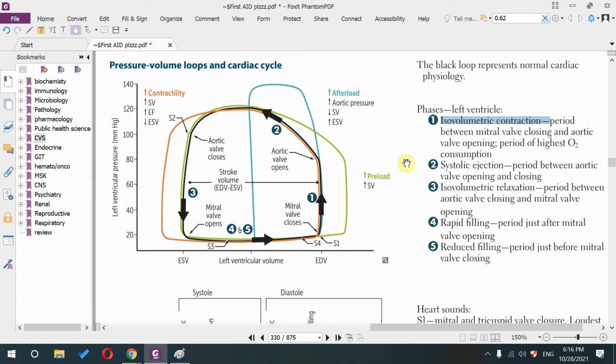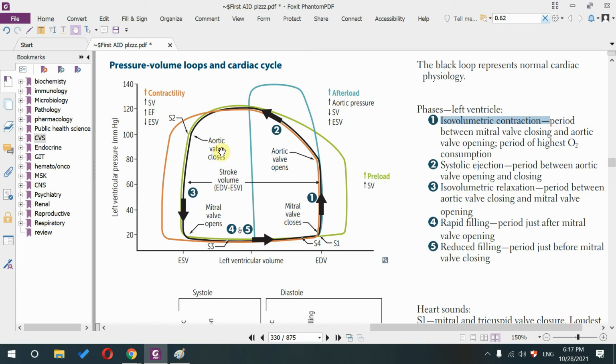Good. So the next thing we have is the systolic ejection. It's the period between the aortic valve opening and closing. It's the period in which the aortic valve opens and closes, which leads to ejecting all of the blood outside of the heart. Okay, so that was the period between aortic valve opening and closing. Now I hope this area makes sense. It's important. Now the other areas become much easier.